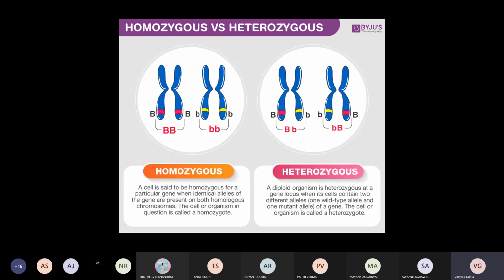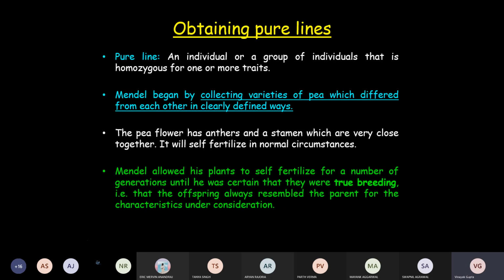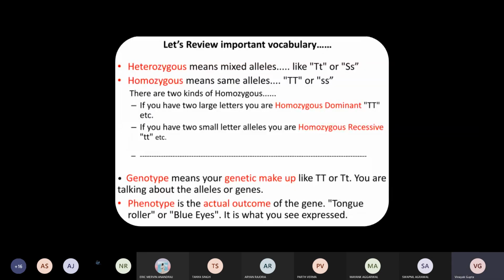We have discussed what we mean by homozygous condition, heterozygous condition. We have understood now the meaning of capital T, small t, or capital T, capital T. I will stop here, and we will start Mendel's experiment in the next lecture.